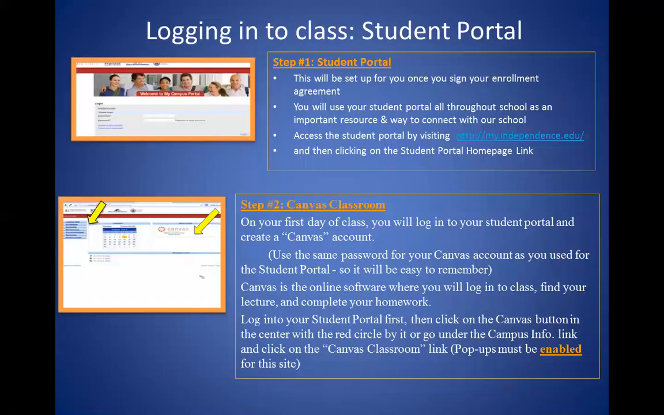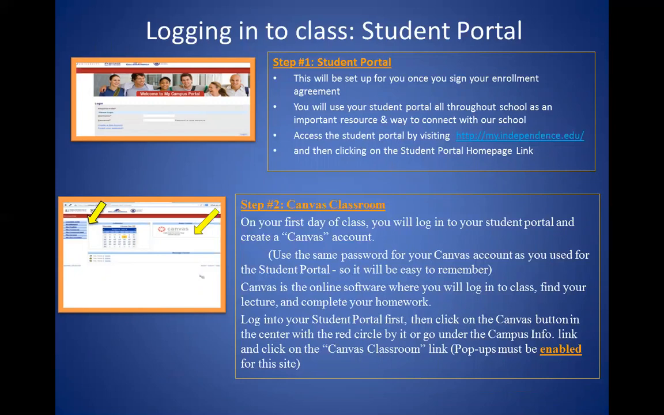Okay, there are 2 steps you have to take to be able to actually log in to access your courses and the homework. First is you have to go into Student Portal. This will be set up for you once you actually sign your enrollment agreement and are going through the enrollment process. Your Student Portal will be used all throughout school as an important resource and way to connect with our school. You can get to it by going to my.independence.edu, and then you click on the Student Portal homepage link.